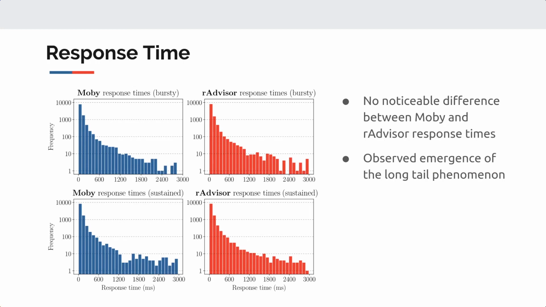Even though we didn't notice a difference in the distributions, we did notice the long tail phenomenon. This makes sense because our deployment configuration was very similar to the bare metal microblog deployment configuration, which has been shown to exhibit the long tail phenomenon in the past.